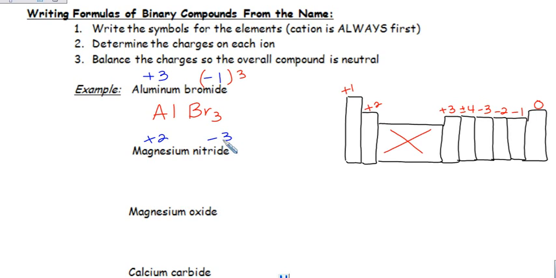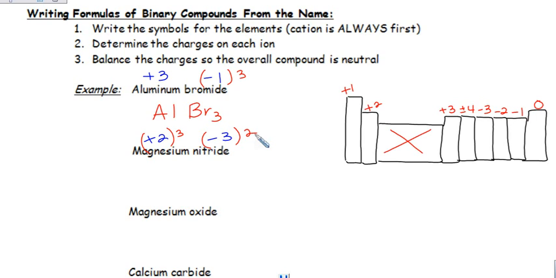We need these charges to add up to 0. Sometimes you might have to multiply both of them. So for example, the common multiple here would be 6. So let's go +6, -6. If I have 3 atoms of magnesium, I'll transfer a total of 6 electrons. 2 atoms of nitrogen, each can take 3, for a total of 6.